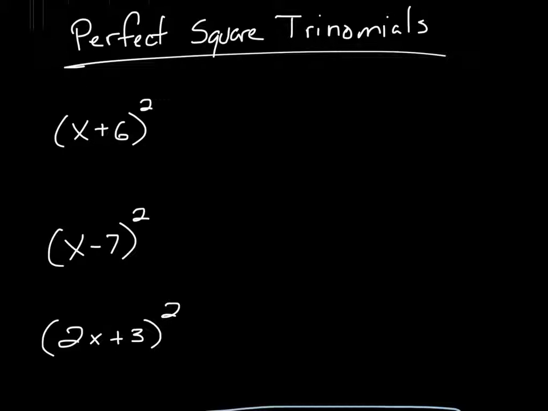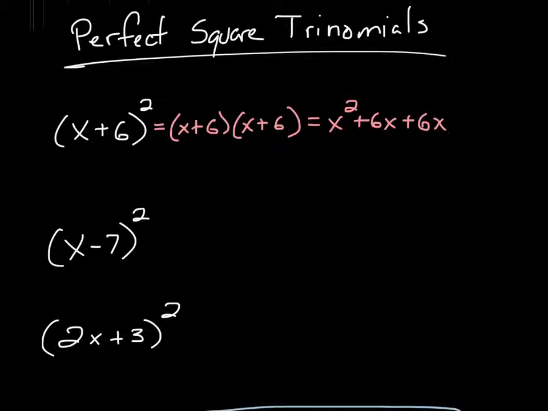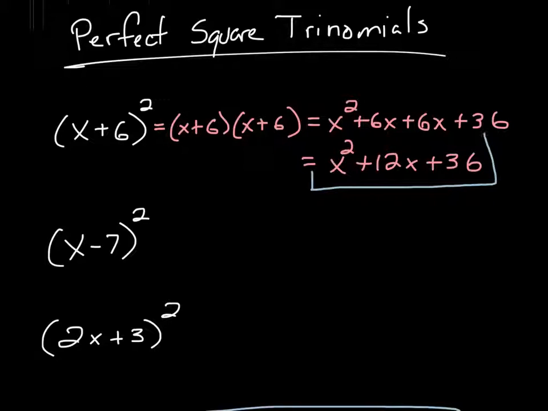So x plus 6 squared. To evaluate that, what we need to do is multiply x plus 6 times x plus 6, which requires us to FOIL. If we were to FOIL this expression, we get x squared plus 6x plus 6x plus 36, which simplifies down to x squared plus 12x plus 36. So this trinomial right here is called a perfect square. And again, it's a perfect square because it resulted from the squaring of a binomial expression.